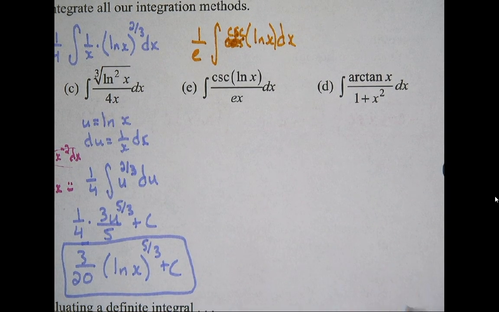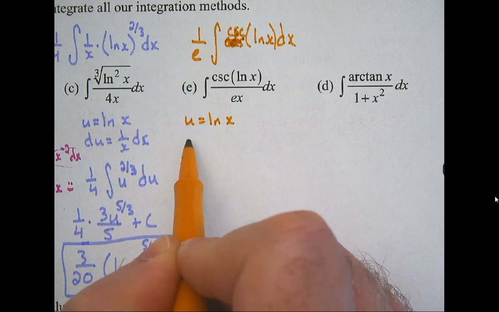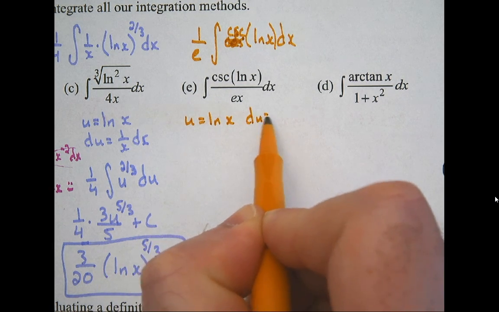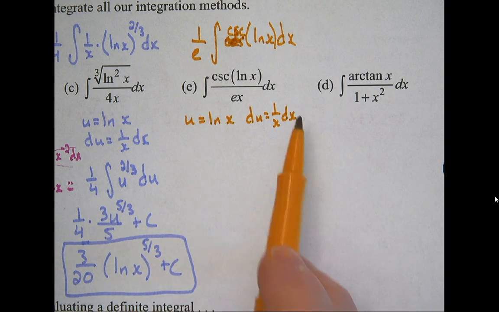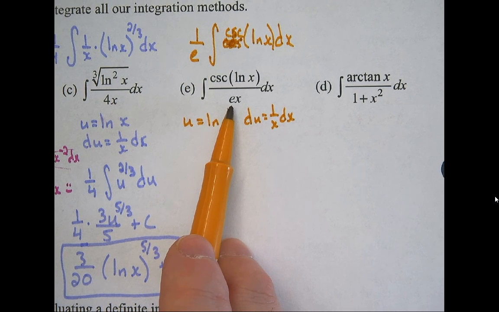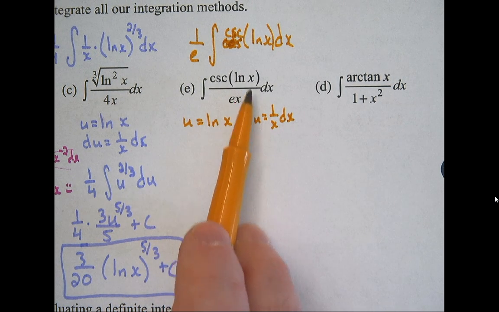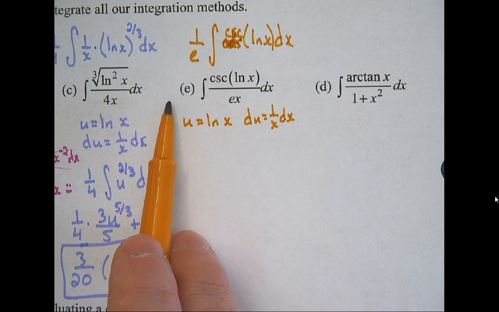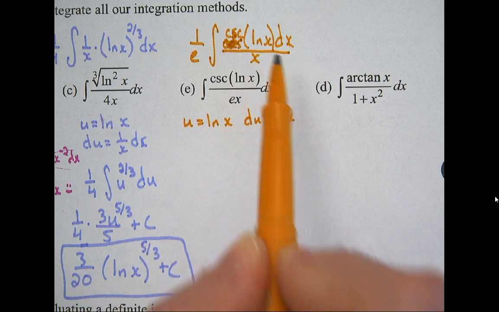It's pretty obvious who's my inside. u is natural log of x. So du is 1 over x dx. Uh-oh, do I have those things? Oh, I didn't account for that. Oops, I wasn't paying very good attention. I've got my cosecant of natural log of x. I've got my e on the bottom pulled out front, but I never accounted for the over x. So I'm going to just write it down there.